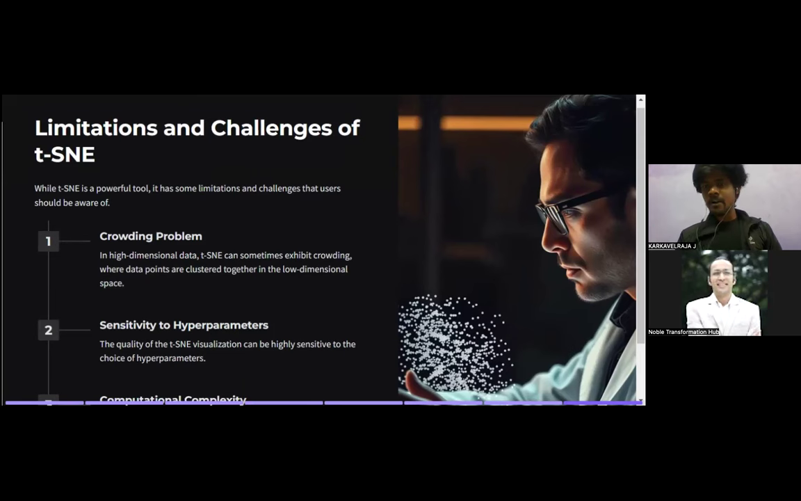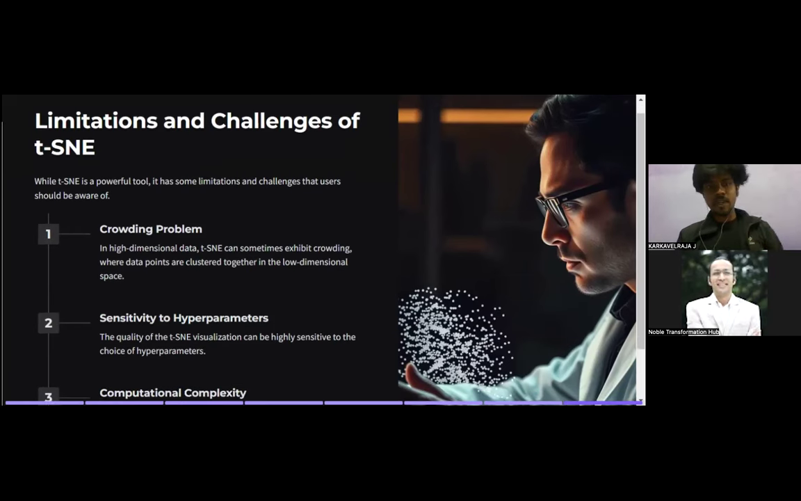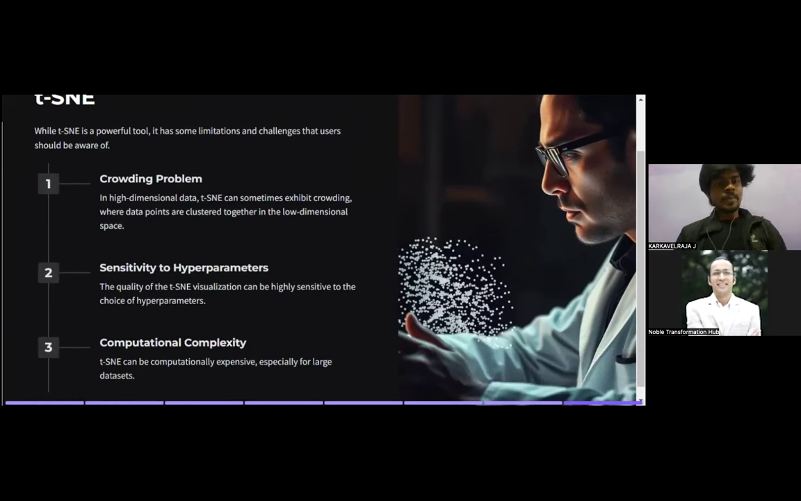While t-SNE is a powerful tool, since it applies to non-linear data also, it has some limitations and challenges that users should be aware of. First, the crowding problem. In high dimensional data, t-SNE can sometimes exhibit crowding, where data points are clustered together in a lower dimensional space. When we have 1,000 dimensional data and represent it using only 2 dimensions, this problem will occur. It is one of the challenges of t-SNE.